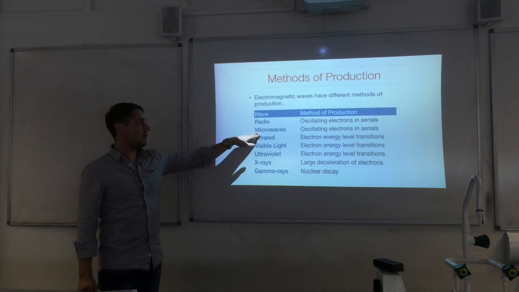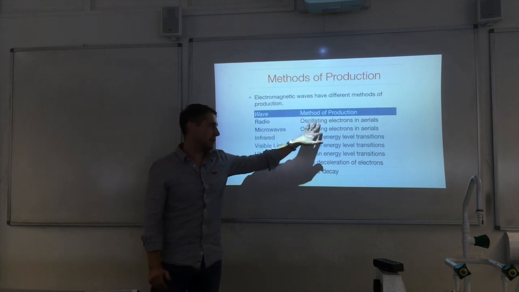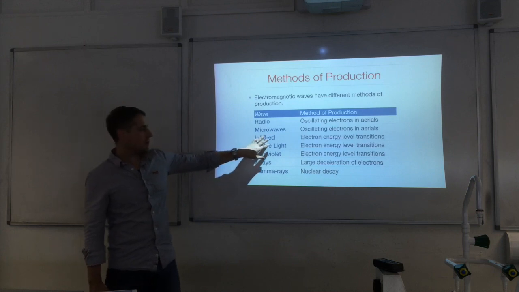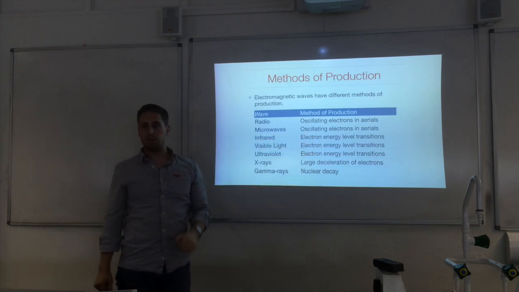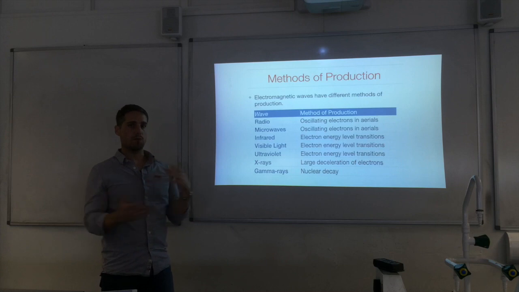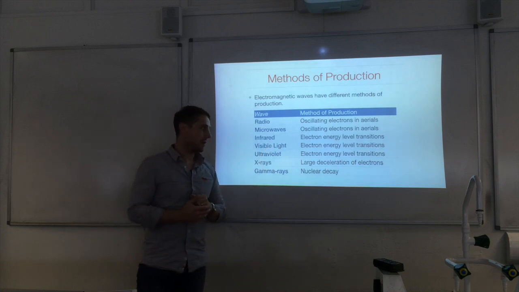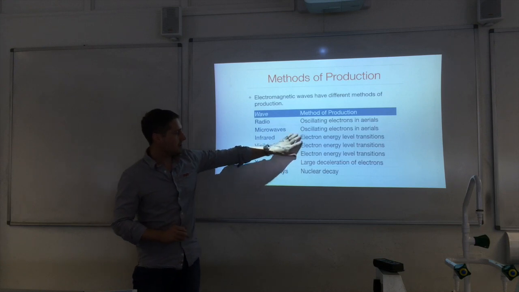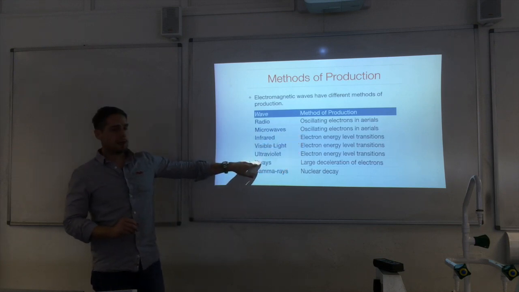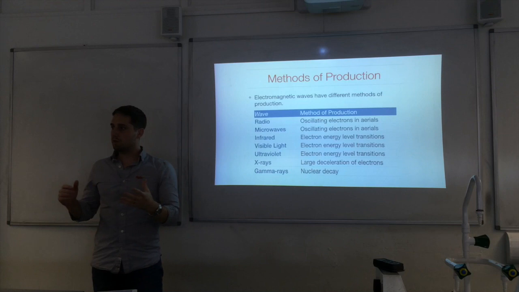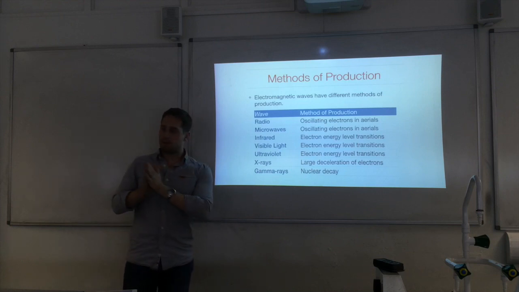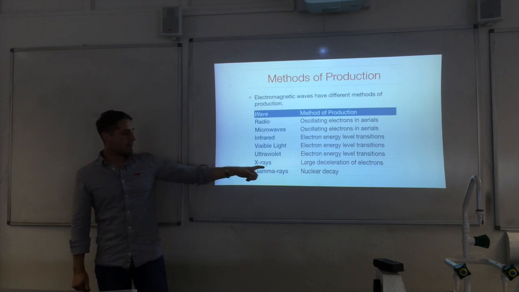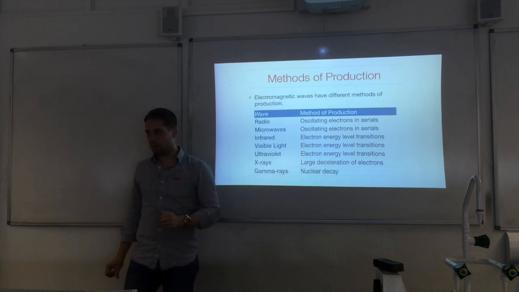Radio and microwaves are produced by oscillating electrons in aerials. Infrared, visible light and ultraviolet, they're all produced by electron energy level transitions, and we'll come to see what that means when we look at atomic energy levels. But those three are produced in that way. And then X-rays, when very energetic electrons experience a large deceleration, you produce X-rays. And gamma rays are produced by nuclear decay.